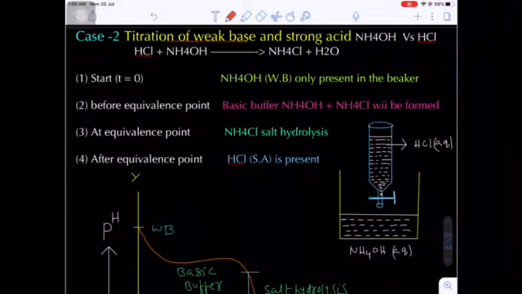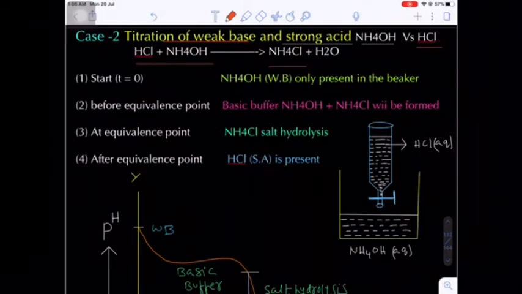Okay, in today's lecture we are going to discuss the titration of a weak base and a strong acid. The titration between what? Weak base and strong acid. Here the best example for the weak base is ammonium hydroxide. What is the molecular formula of ammonium hydroxide? NH4OH. And what is the best example for the strong acid? Hydrochloric acid. What is its molecular formula?